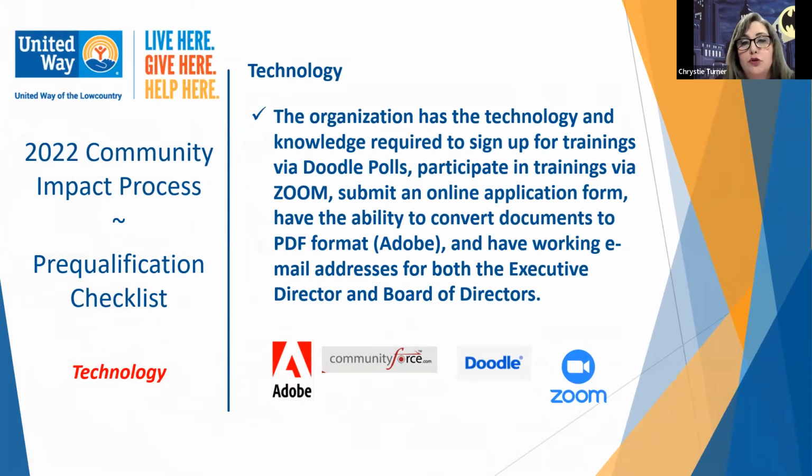Technology: you will be required to sign up for trainings on Doodle. You're going to be doing trainings via Zoom. You might physically be here. The online form has to be submitted online. You have to have the ability to convert documents to PDF format. So you have to have Adobe, because most of the documents we request that you upload have to be uploaded in PDF format so that we can't make any changes to them, so that we know they are set.